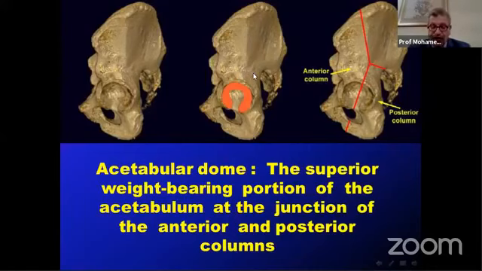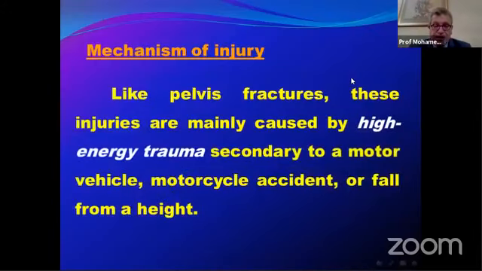The acetabular dome is the superior weight-bearing portion of the acetabulum, at the junction of the anterior and posterior walls. This is the anterior wall, this is the posterior wall, and they unite to form the dome of the acetabulum. What is the mechanism of injury of the acetabulum?